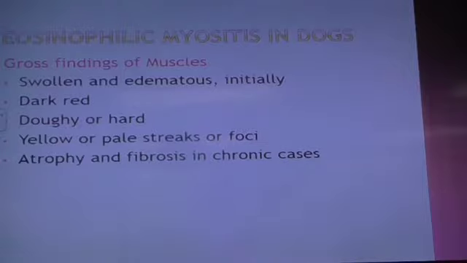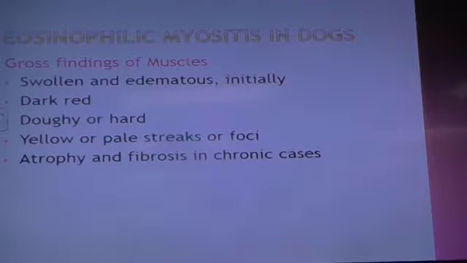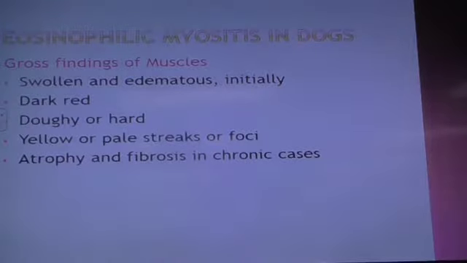So if the animal passes and we do a necropsy, what you typically see is a swollen edematous face, if that's the acute presentation. And the muscle may be dark red, doughy, or hard on palpation, and you'll see white streaks or yellow streaks in the muscle. And so what do you think those white streaks are? Necrosis, and then eventually fibrosis. So always remember, red is hemorrhage, and always some necrosis. White is going to be necrosis and fibrosis as it becomes more chronic.